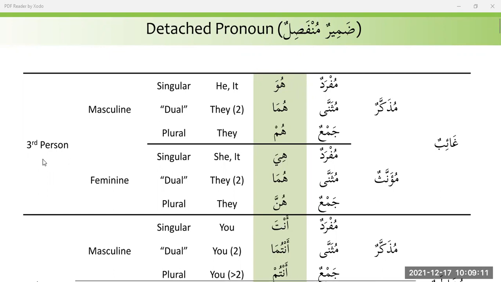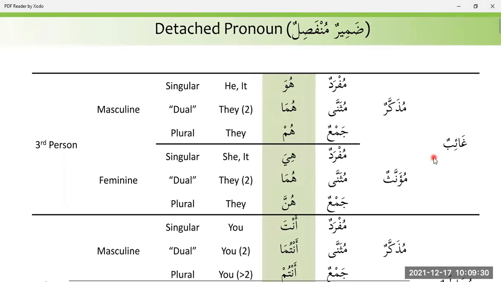For third person in Arabic, we call it ghaib. So this is ghaib. Third person masculine singular, he or it. In Arabic, we will say ghaib muzakkar mufrad.